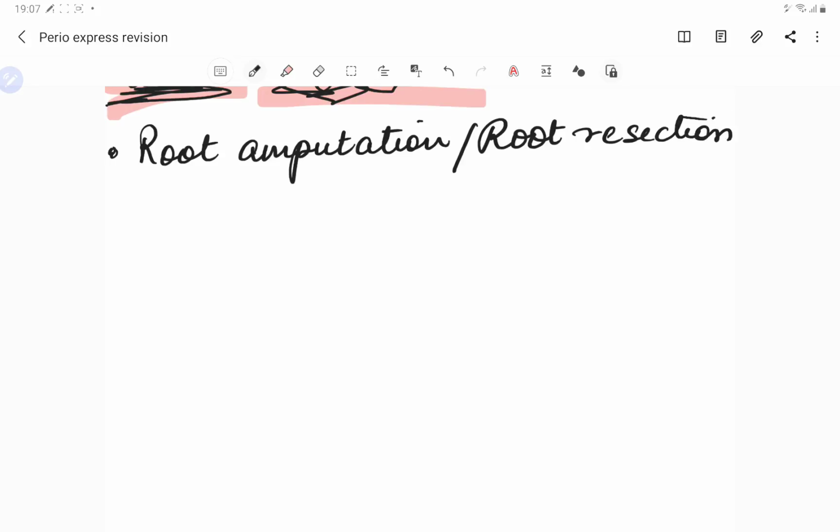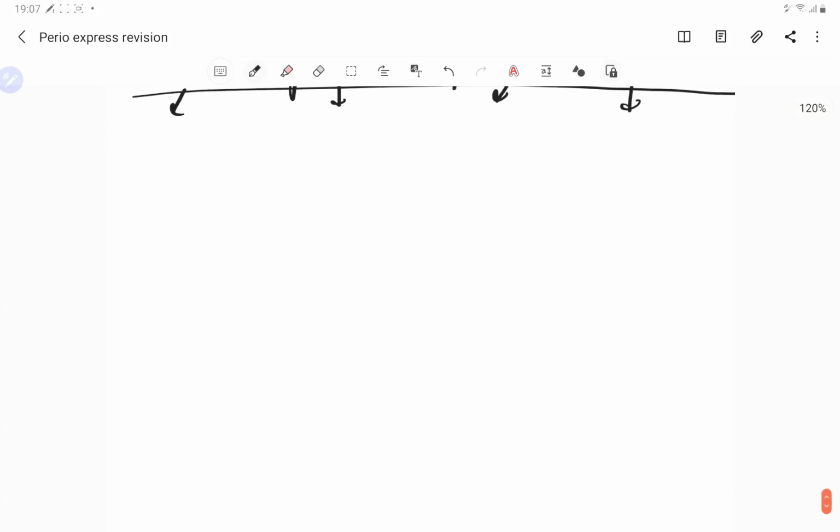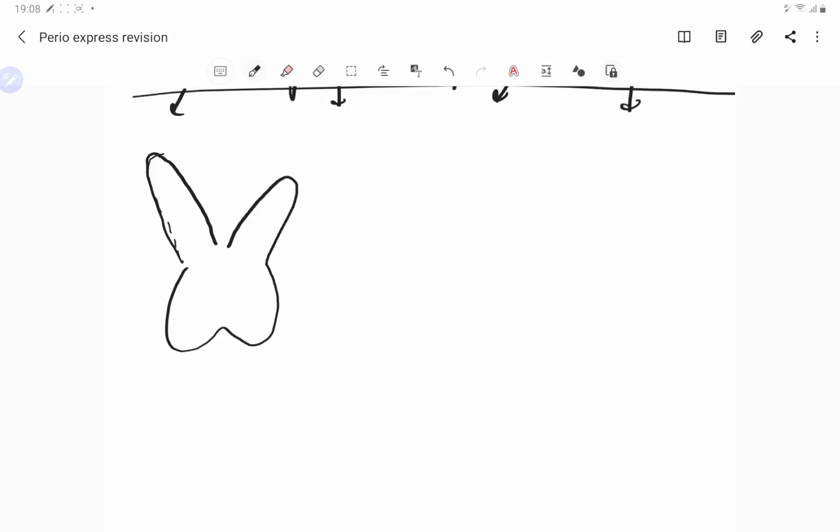What we do is, we remove a root. So resecting a root or amputating a root, you can take it any way. Suppose this is a tooth. Now if you can see here, guys, I am making a maxillary here. So that means we usually do it in a maxillary root. So this is one root.